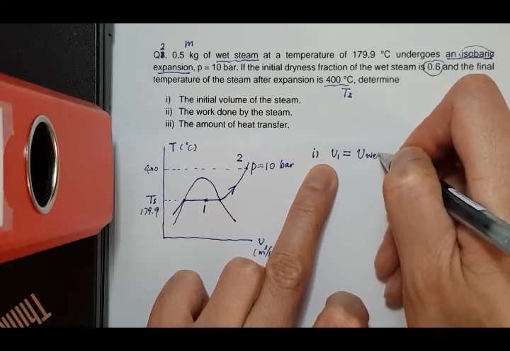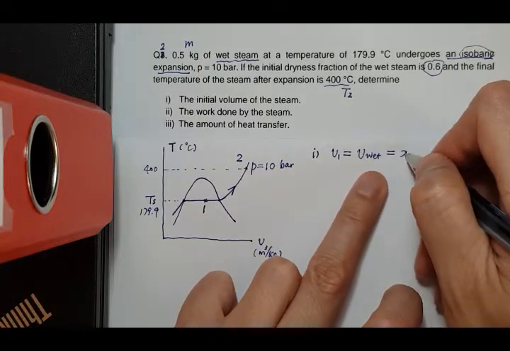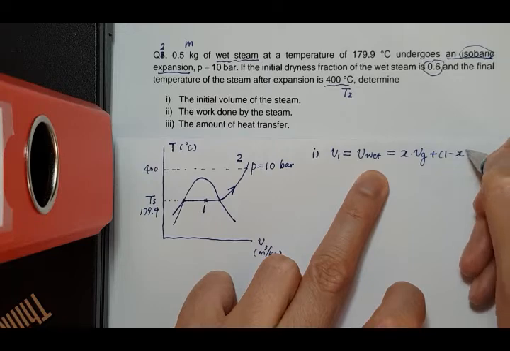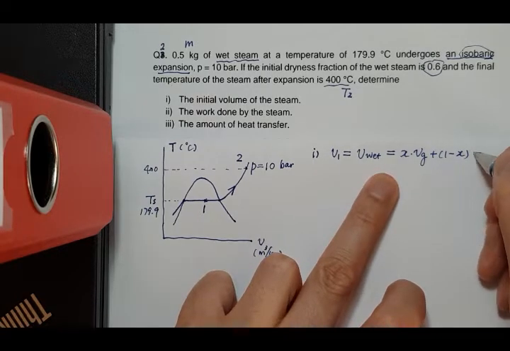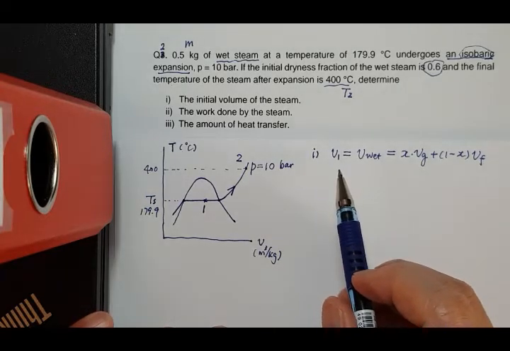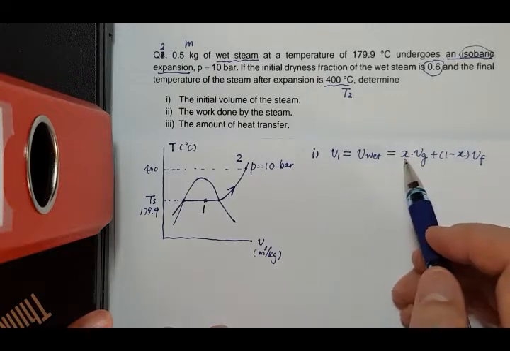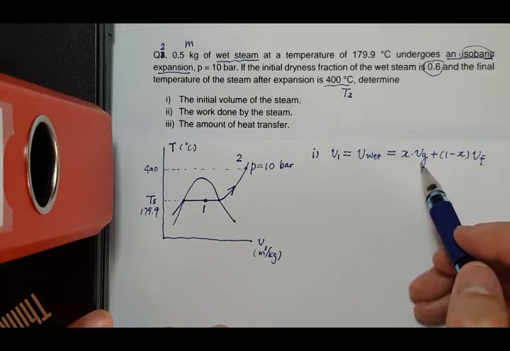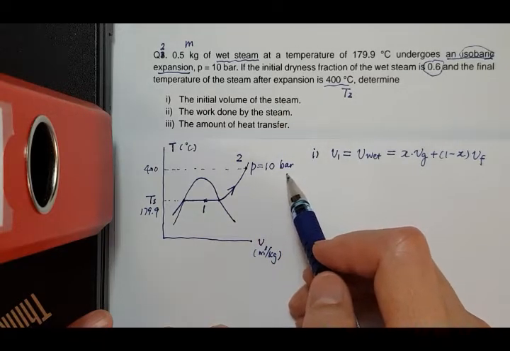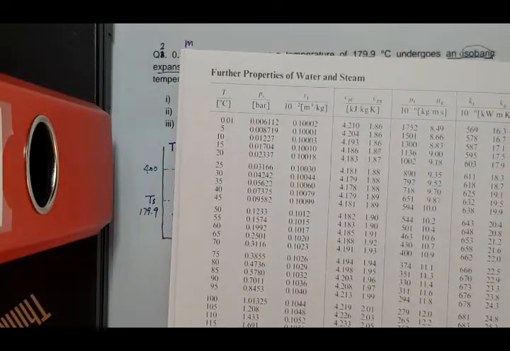It's a wet vapor. So we just write the equation for the wet vapor, which is x times Vg plus (1 minus x) times Vf. So this is for the initial state. We obviously know the dryness fraction already, that's 0.6. And then we just need to find Vg and Vf at the pressure of 10 bar. Okay, so now we just use the steam table here.